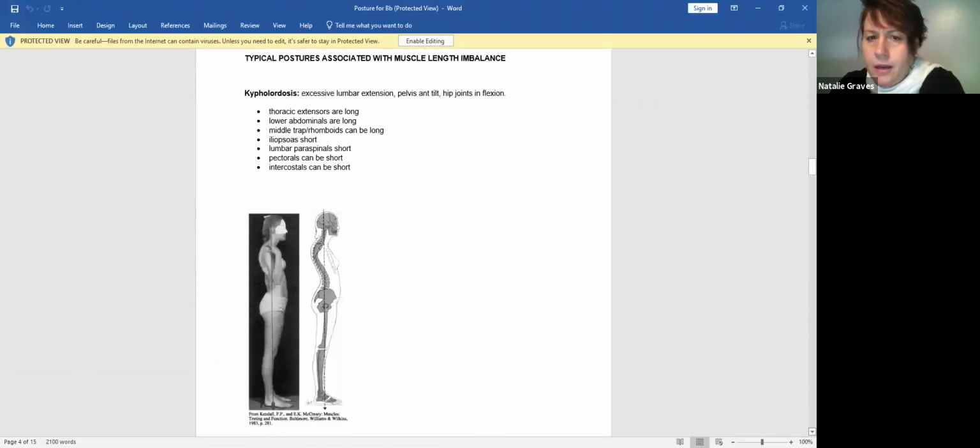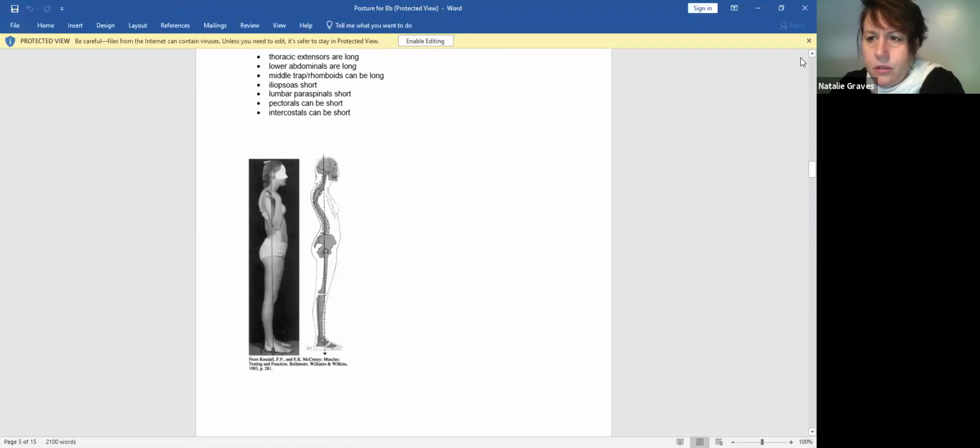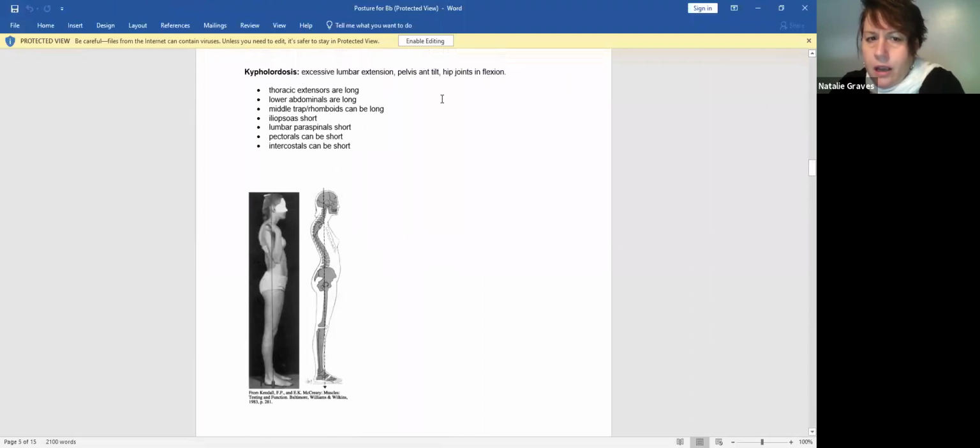Then Florence Kendall named kypholordosis as the second postural type. And this is characterized by excessive lumbar lordosis and thoracic kyphosis. And I think if you're just looking at people in the community and just watching the way they stand, this is a very typical posture, and many of our patients also exhibit this posture.